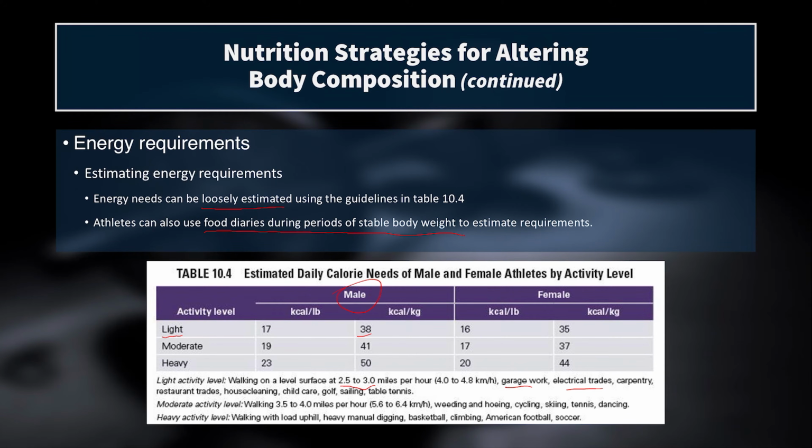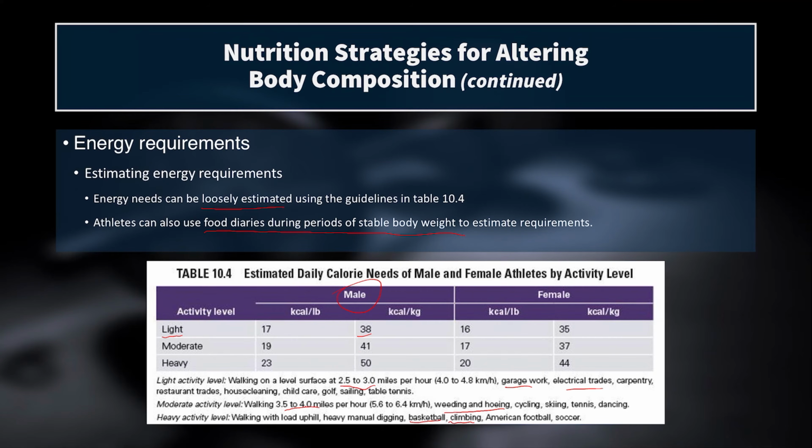For moderate activity levels, this is slightly faster walking or things like weeding, hoeing, garden tools, cycling, tennis, skiing, dancing. These would all be considered moderate activity. Now, I don't know about tennis though. I feel like, man, tennis can be so strenuous. And if you're a tennis athlete, especially on game day or practices, those things can drag on and on and on.